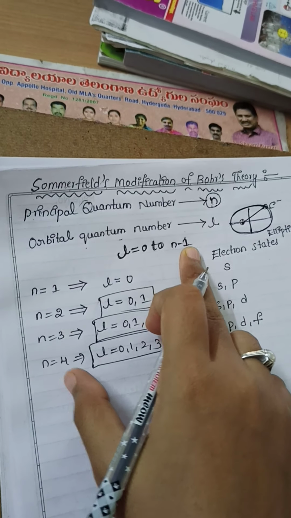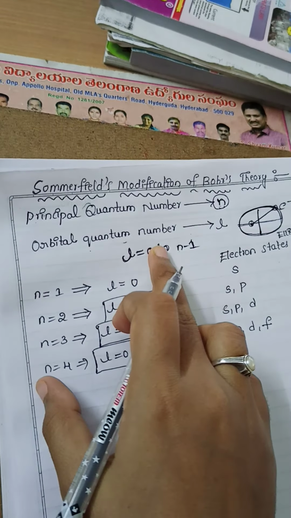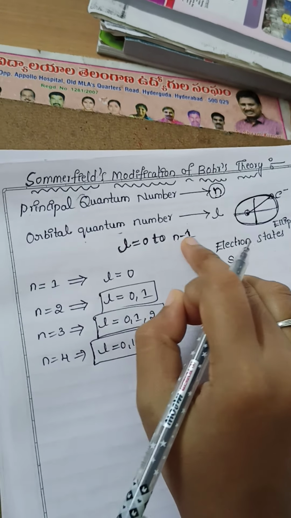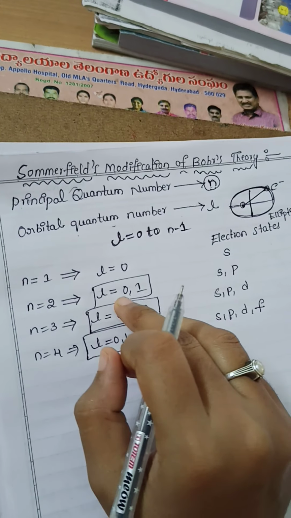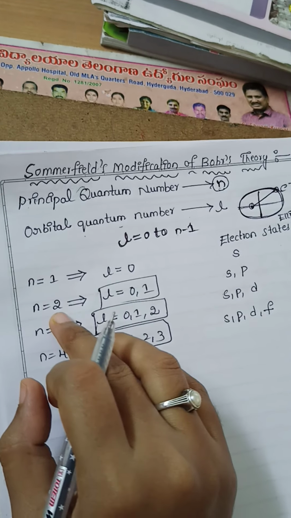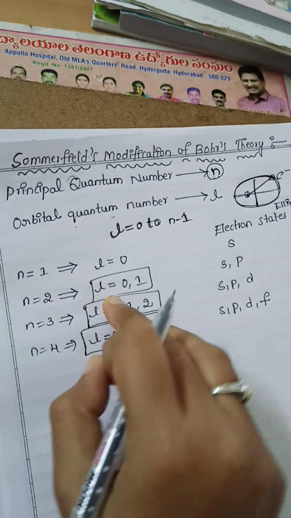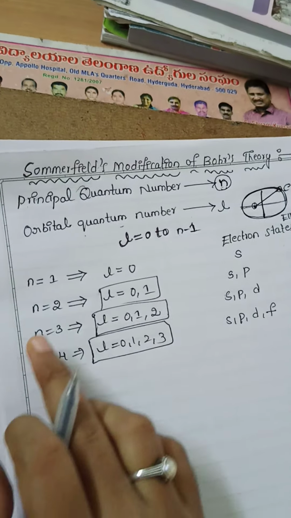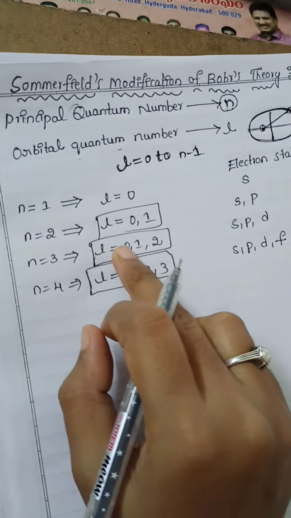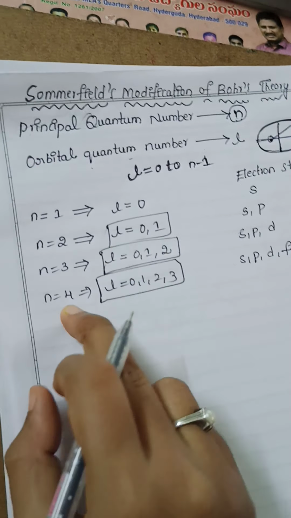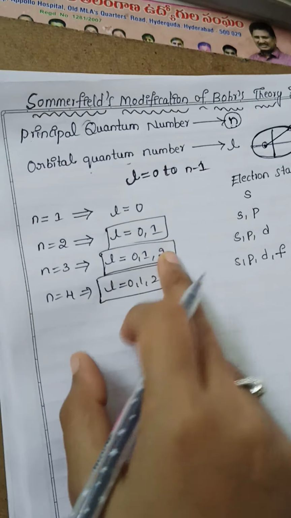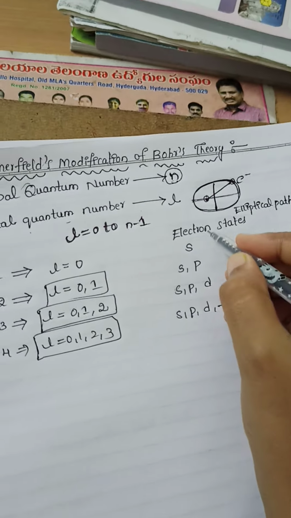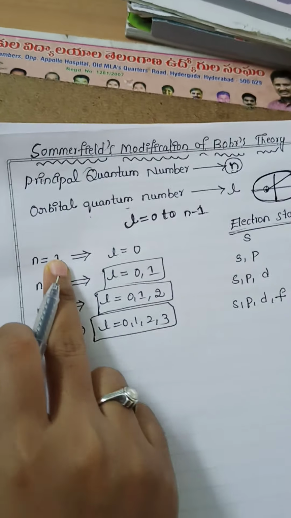If n is equal to 1, then what is the value of L? L is 0. If n is equal to 2, then what is the value of L? 2 minus 1 is 1, so L is equal to 0, 1. Whenever the principal quantum number is 2, the orbital quantum number exists in 2 states, 0 and 1. If n is equal to 3, L will exist in 3 states. If n is equal to 4, L will exist in 4 states, that is 0, 1, 2, 3.